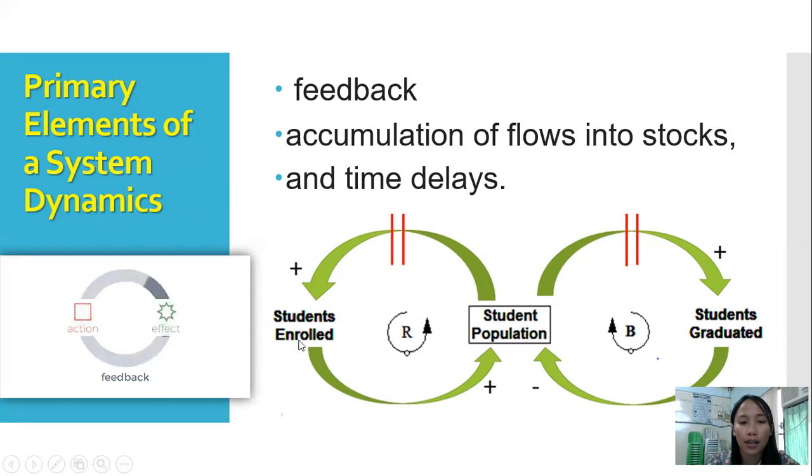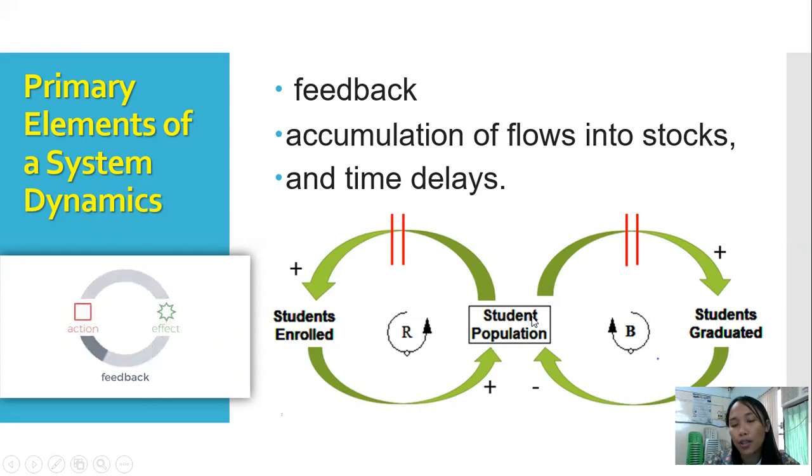Now, we say feedback. If we have an increase in students enrolled, it will lead to an increase in student population. Now, this increase in student population also feeds back to the initial student enrollment, because when student population increases, more students will be enrolled in the future. These red lines here represent the delay, which means that it would take time for the students to be enrolled again for the next year.